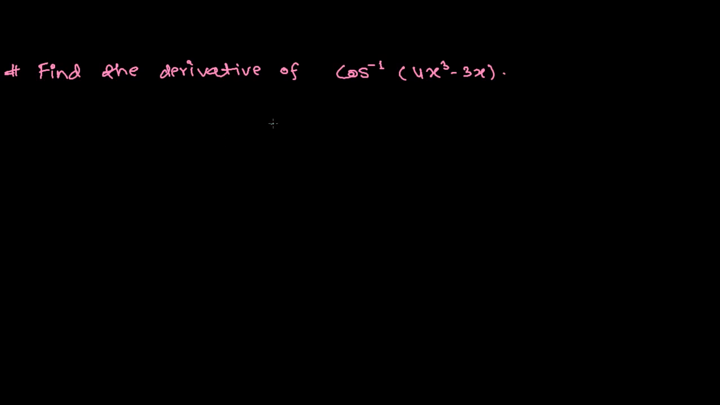Let's try to find out the derivative of cos inverse of 4x cubed minus 3x. So let me suppose this is our function, y equals cos inverse of 4x cubed minus 3x. Now here, if you have a very good concept of trigonometry, you will see something. There is some relationship here while solving this derivative.